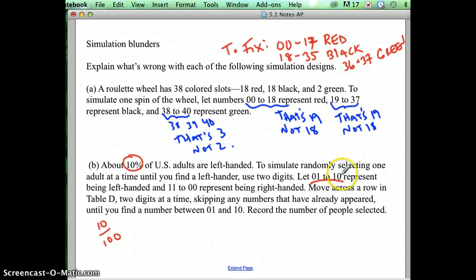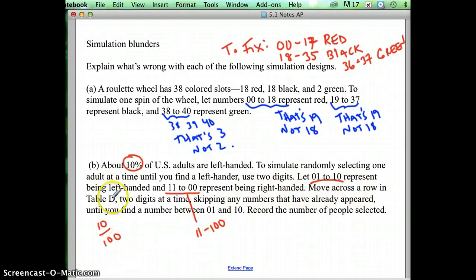That's being left-handed. And then 11 to 100, technically, but instead of using 100, they're using a 0, 0 to keep it a two-digit number. You know, because they didn't start at 0, 0, they started at 0, 1. So it's like they took the 0, 0 at the beginning and moved it to the end to represent 100. Well, that's 90 numbers right there. So that's fine, right? So we've got 10 numbers representing being left-handed and 90 numbers representing being right-handed for a total of 100 numbers. So we do have the 10 out of 100 ratio going on. But here's where the problem comes in.